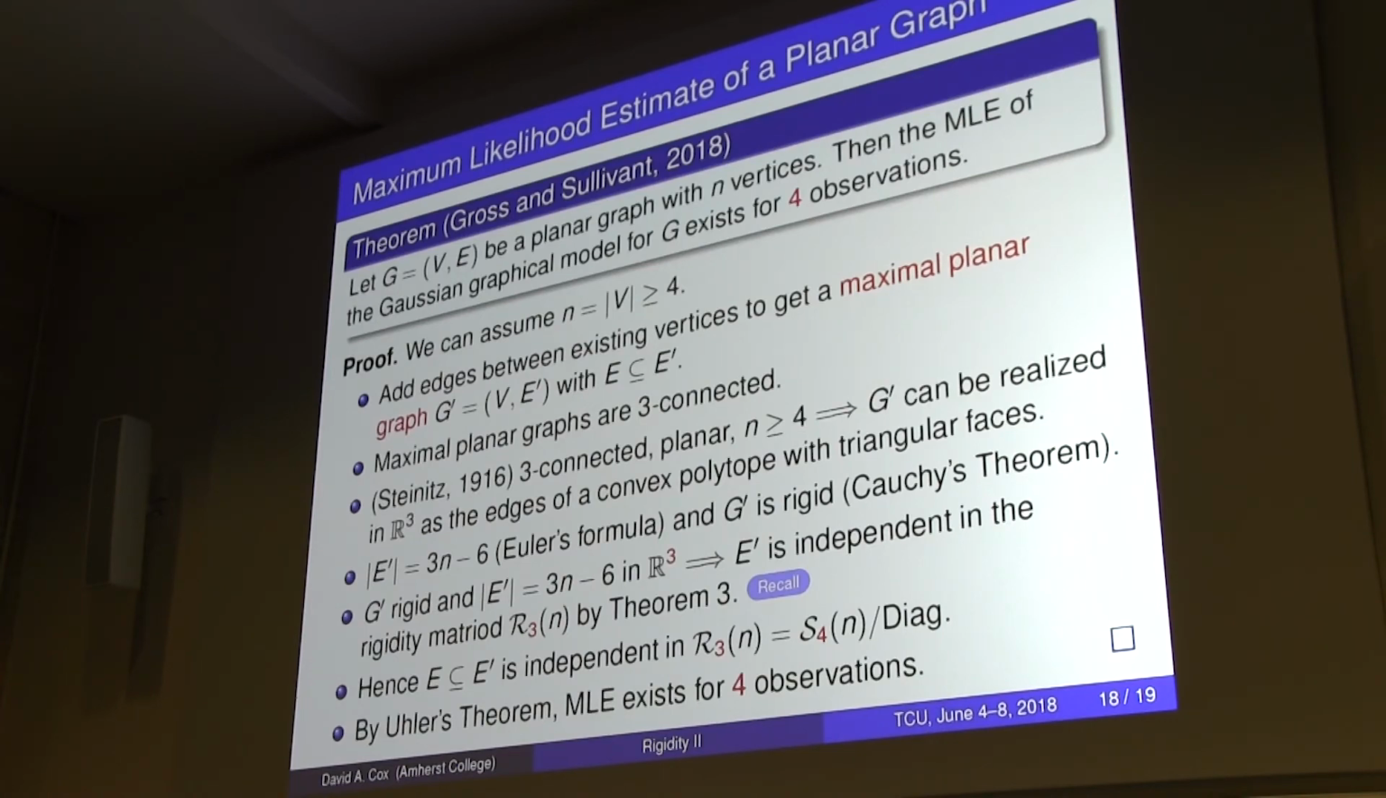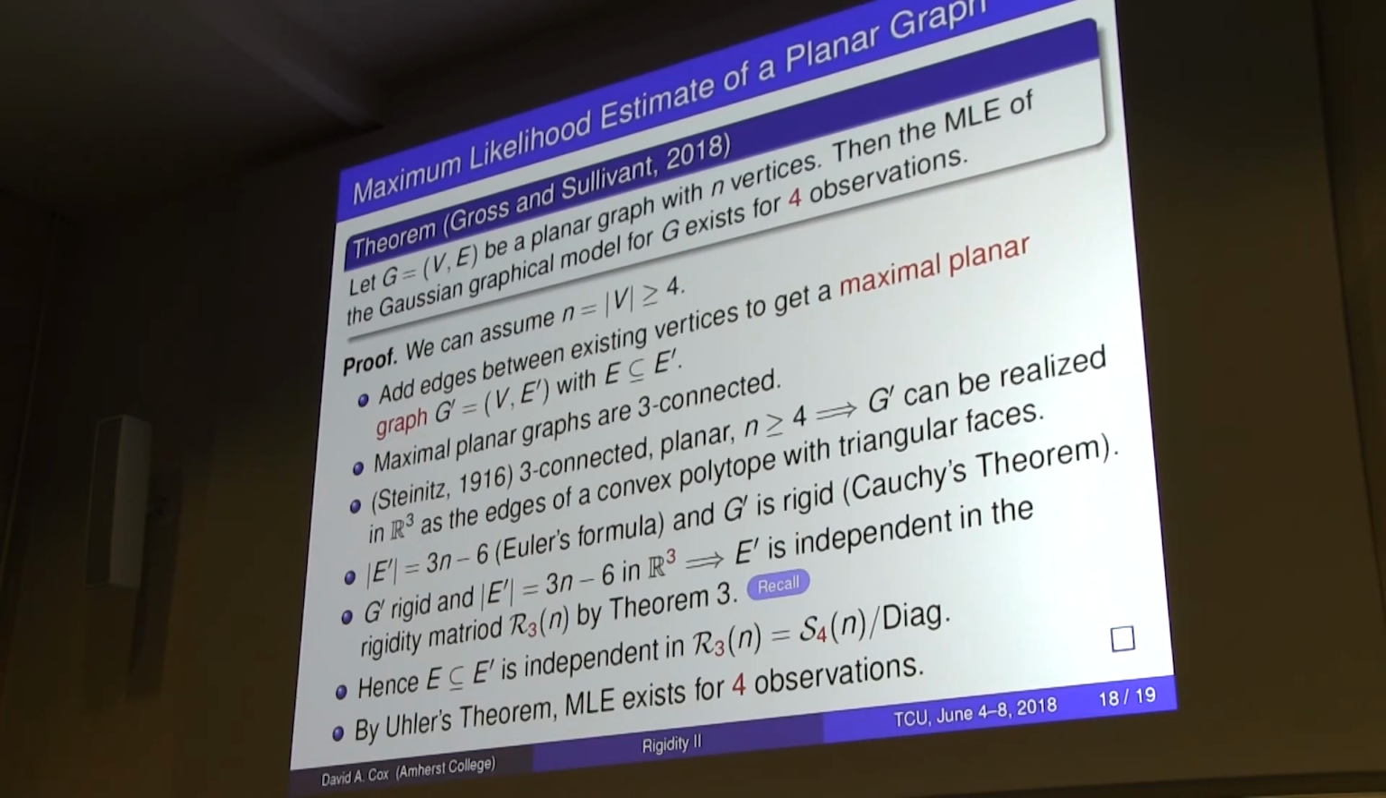And so that theorem 3 that we did earlier, which is again part of just classic rigidity theory. So again, that's the correct bound because I'm in R3. And so that says that E prime is independent in the rigidity matroid. And it's the matroid in R3 because, remember, even though I started in a plane, I put myself in 3-dimensional space. And so I'm now in R3. But then by Carolyn's theorem, if I'm independent, well, E is just a subset, so that's also independent.